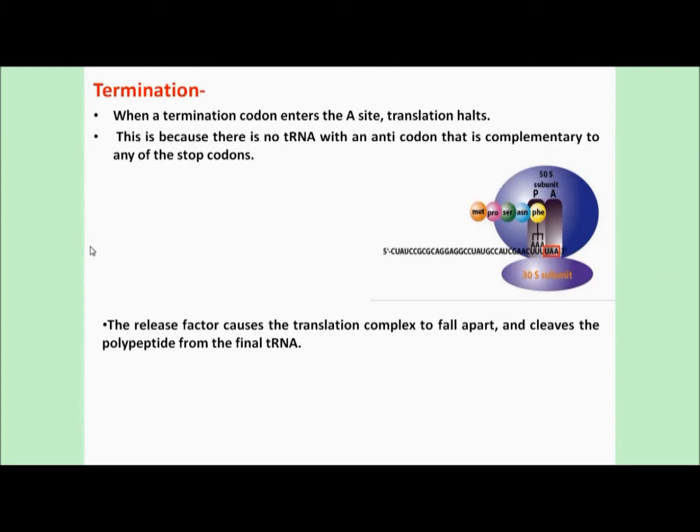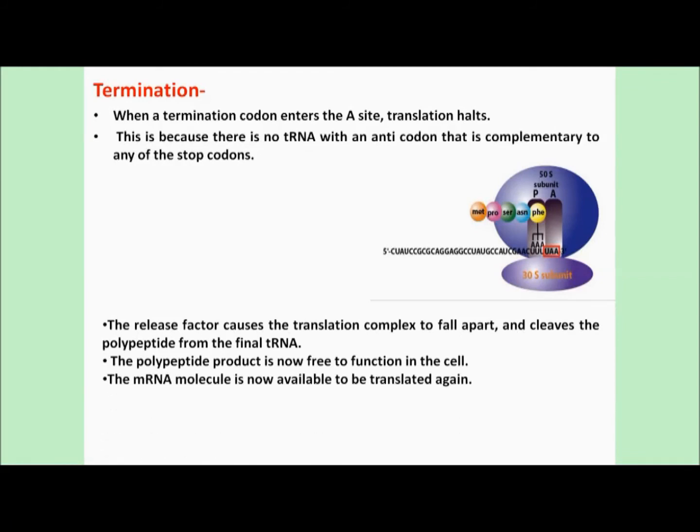Now the release factor causes the translation complex to fall apart and cleaves the polypeptide from the final tRNA. Thus the release factor will come and cleave this protein, which is made up of all the amino acids, and it will remain free. Thus the polypeptide product is now free to function in the cell. The mRNA molecule is now available for translation again. This can be translated again. Alright.